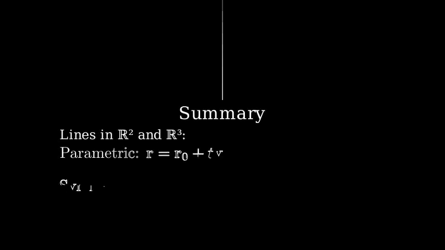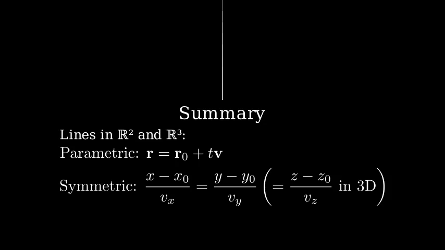Let's summarize the different forms of equations we've covered. For lines in both R^2 and R^3, we have the parametric form, r equals r subscript 0 plus t times v. The symmetric form, (x minus x subscript 0) divided by v subscript x equals (y minus y subscript 0) divided by v subscript y. And in 3 dimensions, equals (z minus z subscript 0) divided by v subscript z.